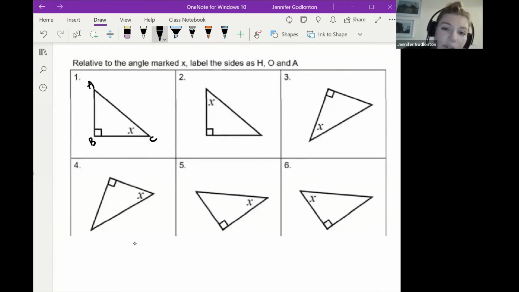And you don't have to do all of these. If you're struggling, I want you to just focus on a couple. And if you're finding them really easy, then I want you to try and see how many of them you can get done.